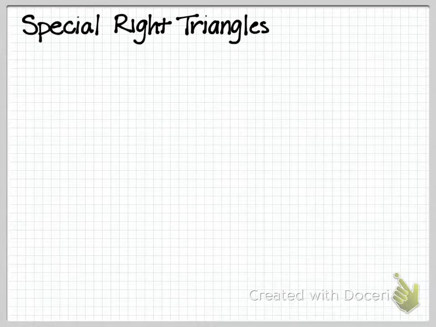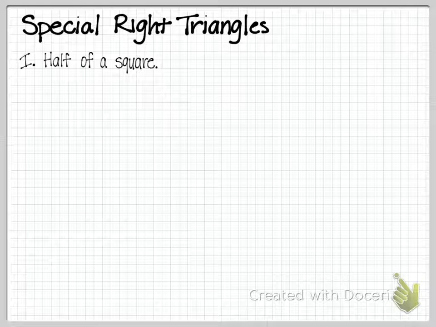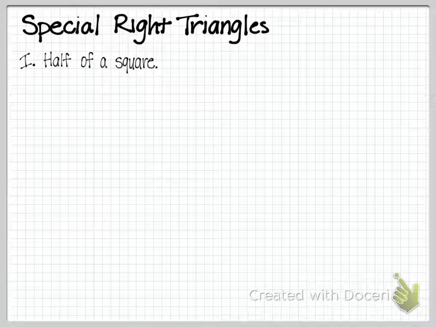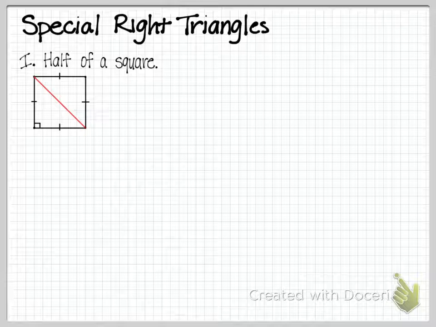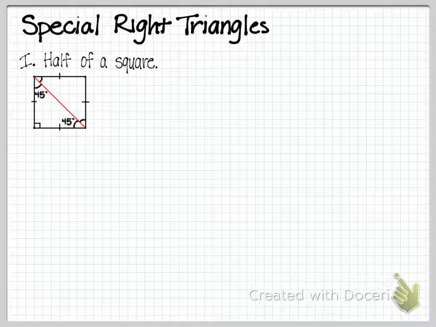This video is on the concept of special right triangles. We have two special right triangles. The first one is actually part of a square. It's half of a square. So we start off with a square, and then we put one diagonal in it. Cut that into two right triangles, and each of those right triangles are considered special right triangles.